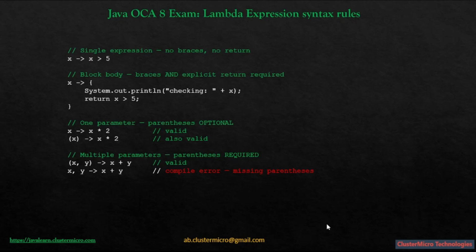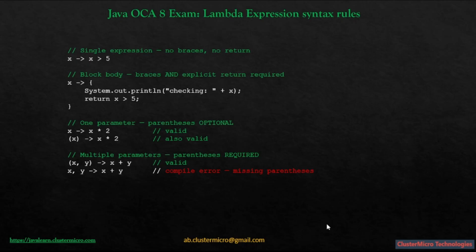Okay, so single expression body. This is the simplest form. Okay, then x arrow x greater than 5. One parameter, one expression, no braces, no return keyword. Java evaluates the expression and implicitly returns the result. The whole thing is clean and readable in a single line. The rule is, if the entire body is a single expression, keep it very simple. No braces, no return. Then we have block body, right?